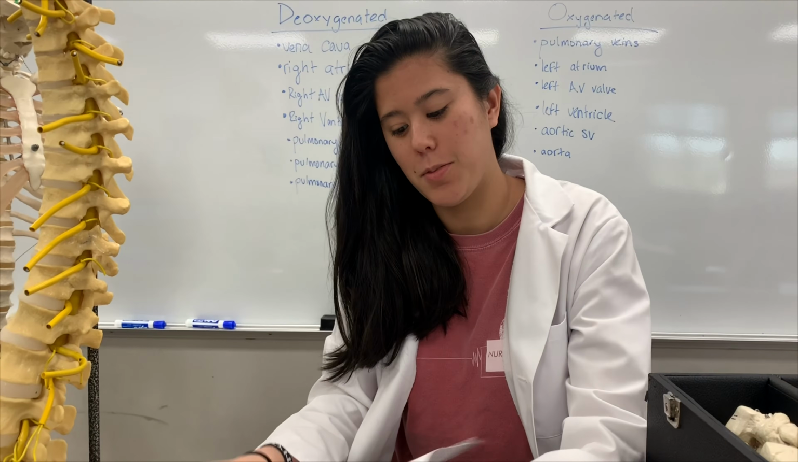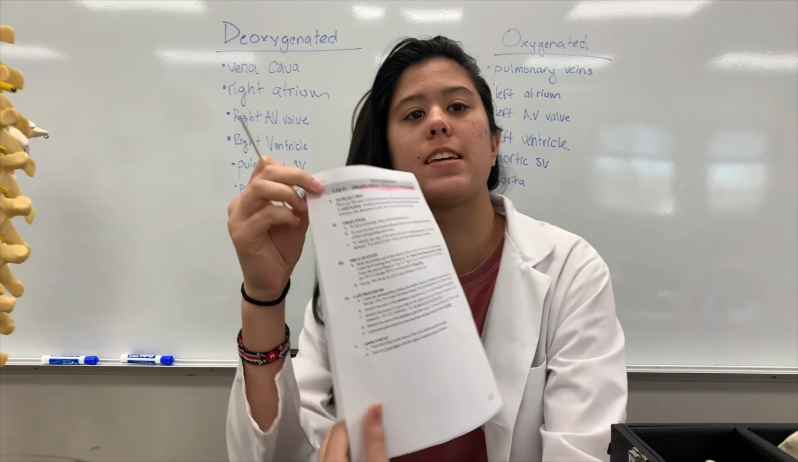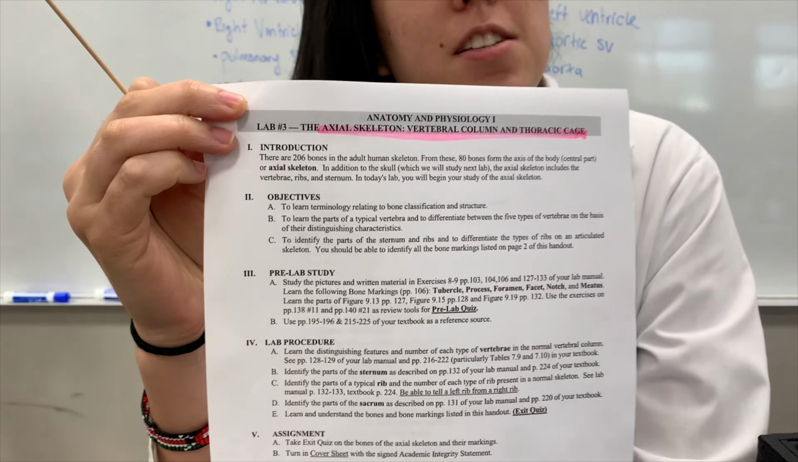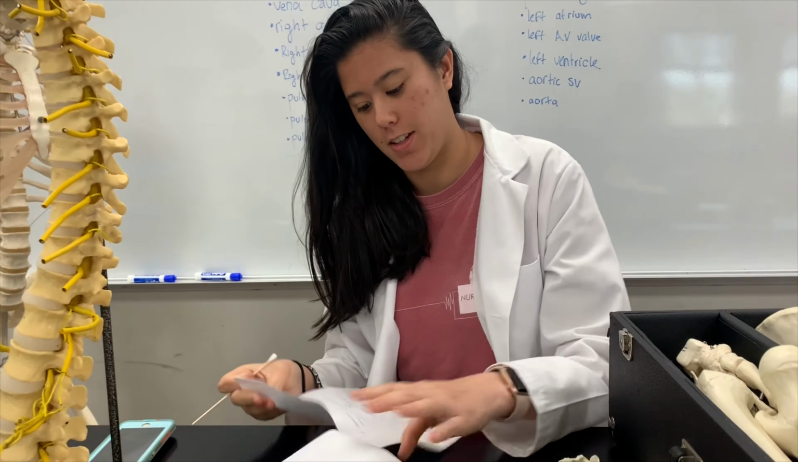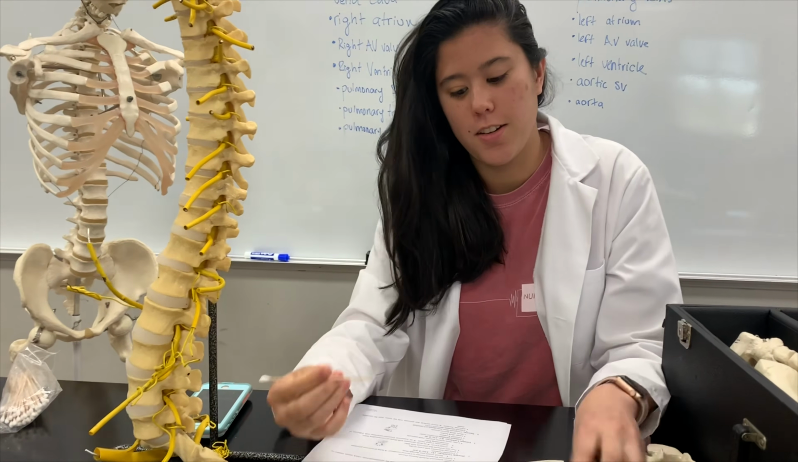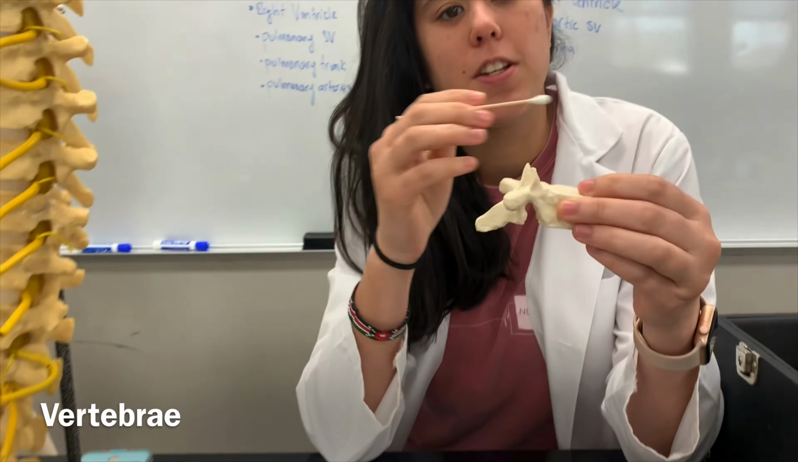So today we're going to be going over your axial skeleton with the vertebral column and the rib cage and all of that. So let's get into it. First of all, you'll see on your sheet, you have just the general features of a vertebrae.